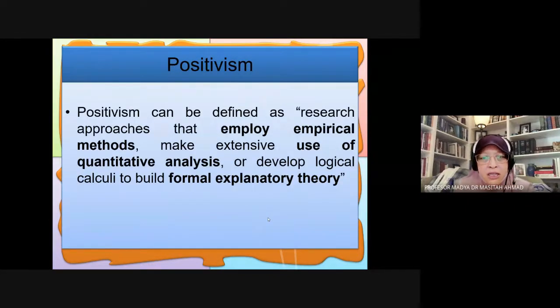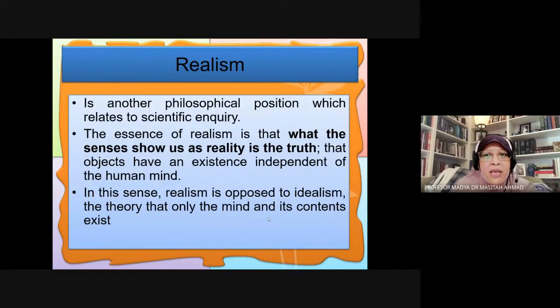So this part of realism is a bit different from positivism, whereby in positivism we only employ the empirical method. But when it comes to realism, we try to come up with what the senses show us, that this reality is the truth. So we use objects that already exist independently of the human mind. So it's the opposite of idealism.